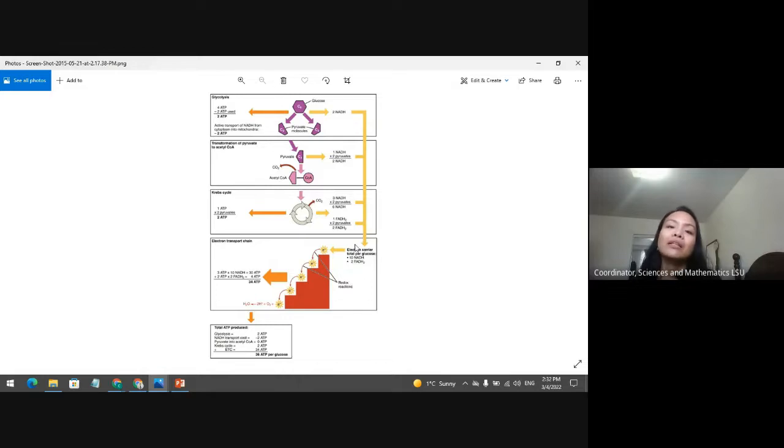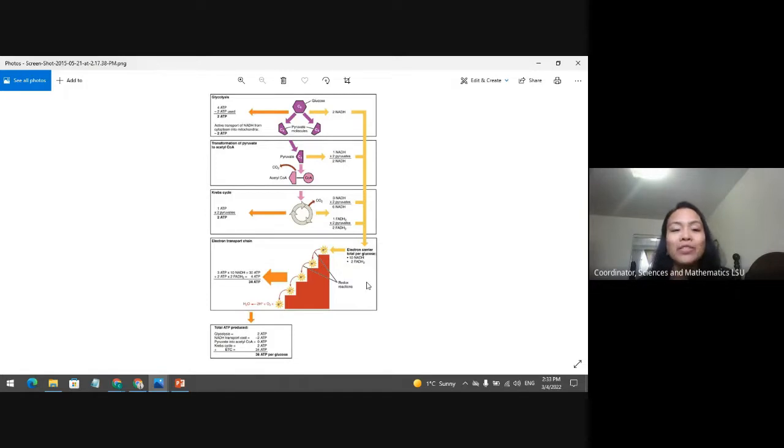And lastly, in the electron transport chain, this is now where 34 ATPs are being released. So it is in the electron transport chain that the number of ATPs are released, or the energy is released in that process, as well as water. The carbon dioxide is released during the transformation of pyruvate to acetyl coenzyme A, as well as in the Krebs cycle, and water as well as more of the energy is released during the electron transport chain.